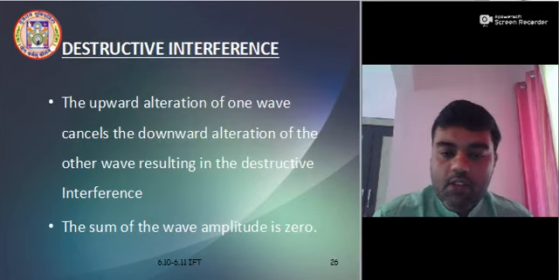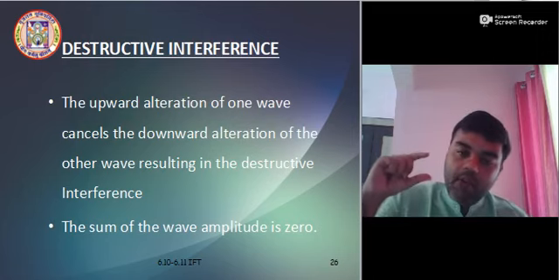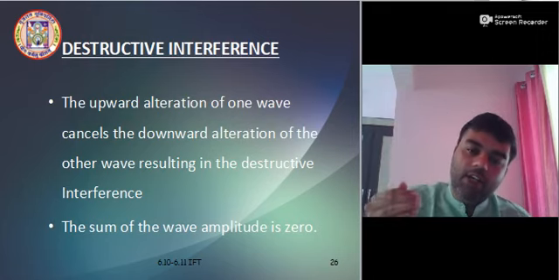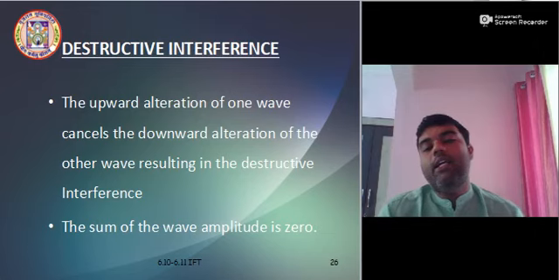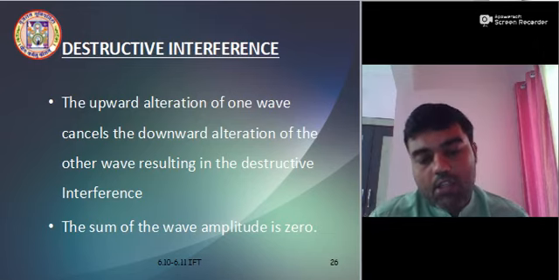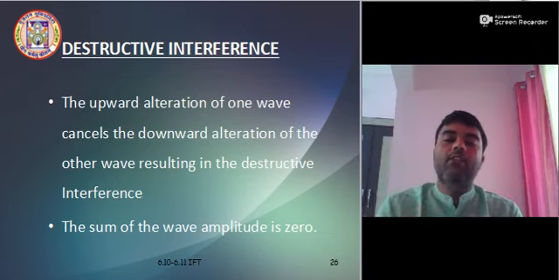Destructive interference: the upward alternation of one wave cancels the downward alternation of the other wave, resulting in destructive interference. The sum of the wave amplitude is 0.